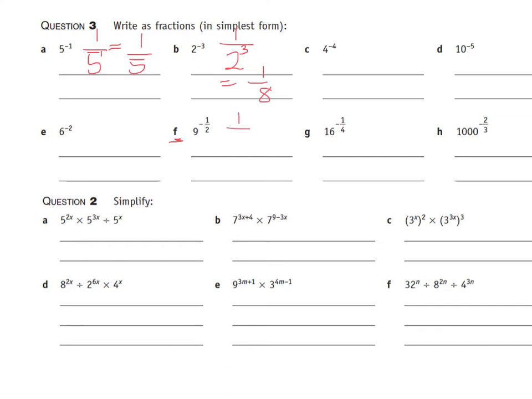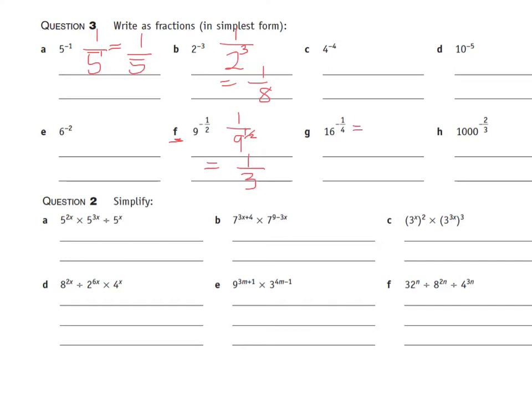Let's have a look at F here, a negative fractional power. So that's 1 over 9 to the power of a half, because the negative power becomes a positive power on the denominator. And then remember, fractional powers, 9 to the power of half is the same as the square root of 9, which is 3. So the answer is 1 on 3.